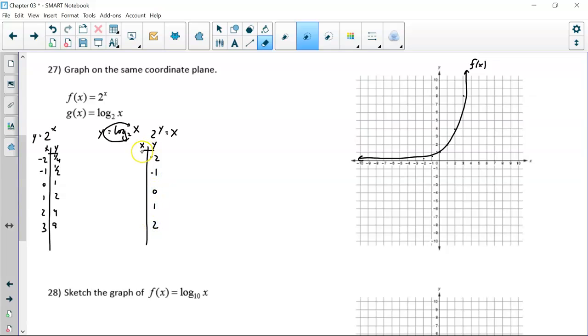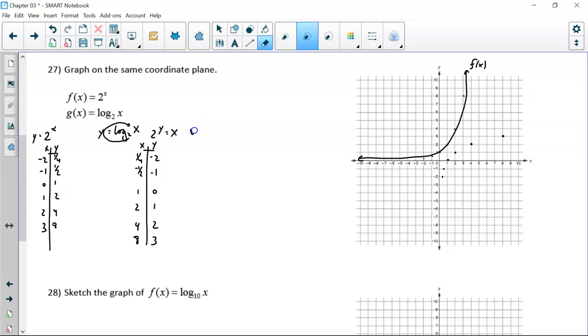So 2 to the negative second is 1/4, 2 to the negative first is 1/2, 2 to the 0 is 1, 2 to the first is 2, 2 squared is 4, and if we put a 3 there, 2 to the third is 8. So our points now are going to be 1/4, -2, 1/2, -1, 1, 0, 2, 1, 4, 2, and 8, 3.